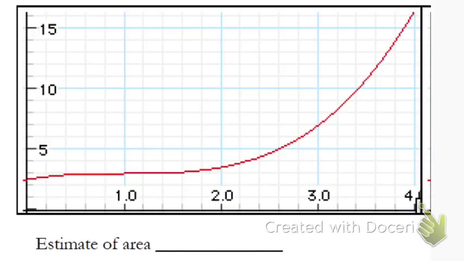Another way I've seen it done is people counting up every single little individual box. They'll count up all of these little boxes. And then the ones that are partial boxes, like you can see here that this is a partial box, they'd estimate and try to put together the pieces of the area that way.